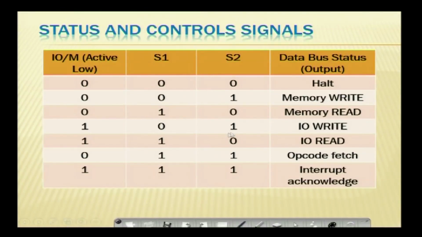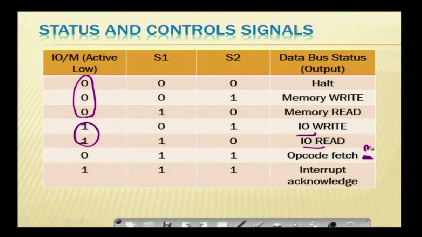When the signal is 0 1 or 1 0, based on that either a read or write operation is performed. When the IO/memory bar signal is low, it indicates only memory related operations. When it is high, it indicates IO related operations. So, when the signal is high, based on S1 and S0, we will select either IO read or IO write operations. IO/memory bar signal is 0 and both S0 and S1 are high, that is the opcode fetch.